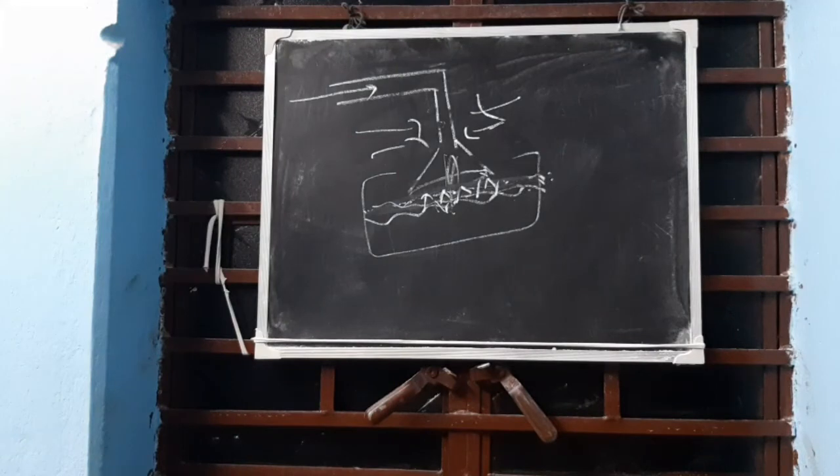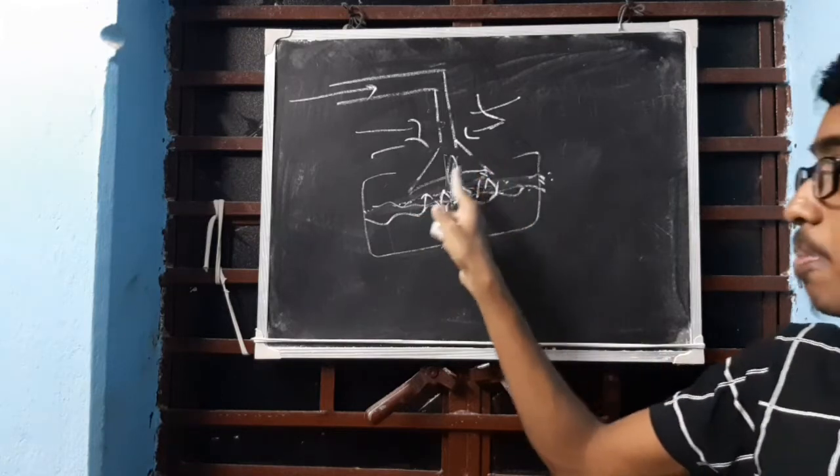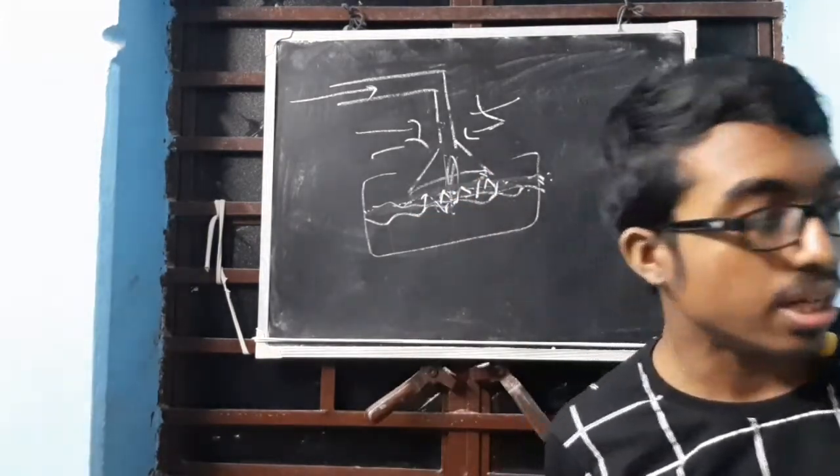Understood? Okay, here we use a funnel arrangement to prevent back suction of water. Clear? To minimize the back suction of water and to provide a large surface area for absorption of HCl gas. This surface area is this part I am talking about. Large surface area.